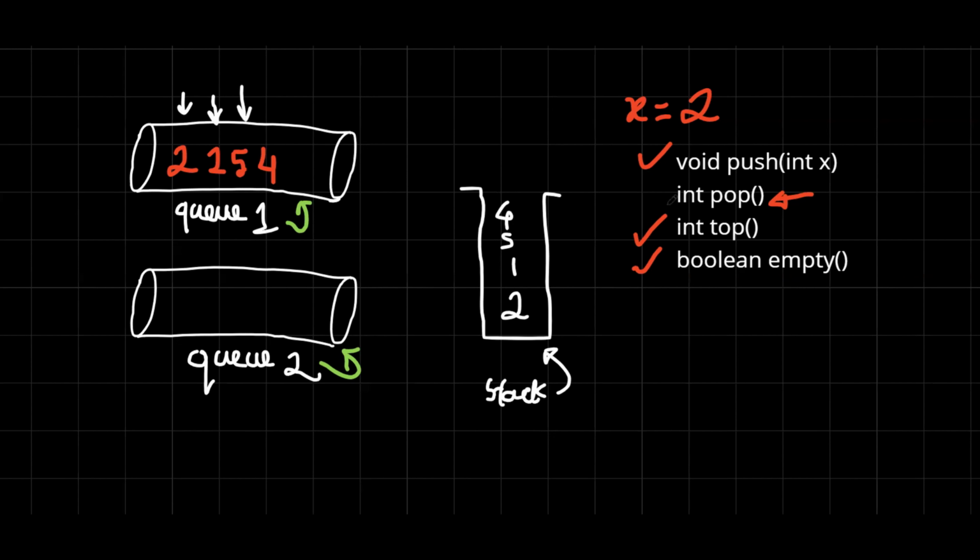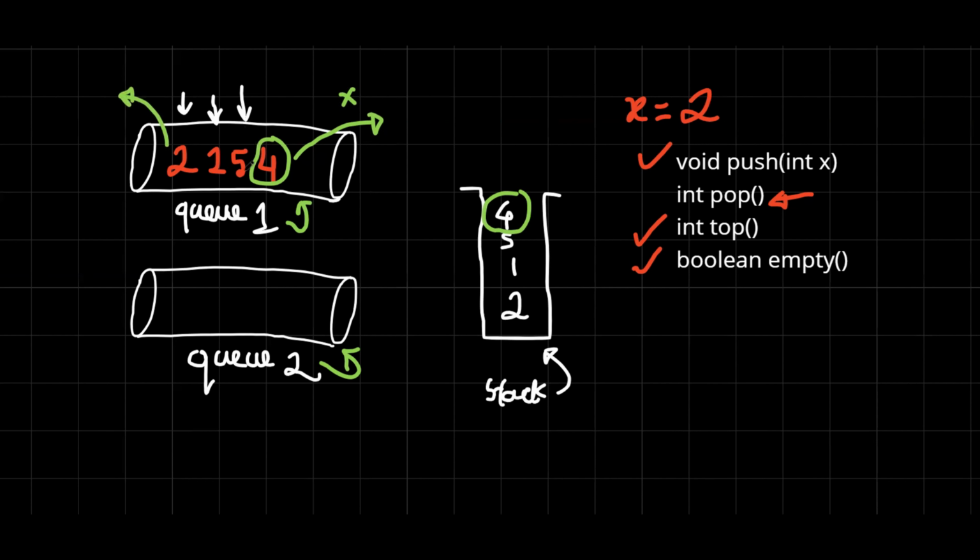Now, we have to remove the top element from the stack. If we want to remove the top element from the stack, we have to remove the element 4. But wait, the element 4 is present here at the back of the queue. So we cannot remove any element from the back of the queue because it is strictly prohibited. We can only remove the element from the front. So how can we remove the back element of the queue?